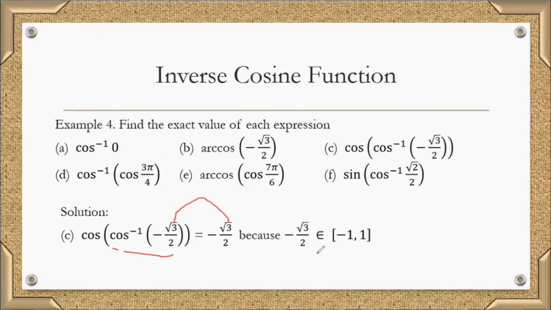Okay? And also, ang value ng negative square root of 3 over 2 approximately, yan ay negative 0.866. So, also belong to the restriction, in between closed interval negative 1, comma 1. Okay? Kaya qualified pa rin.